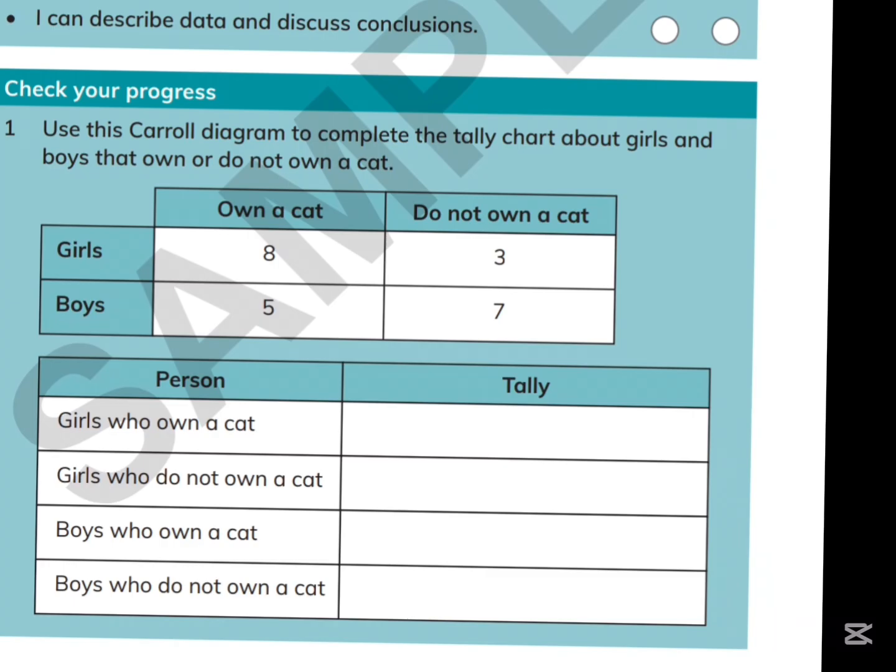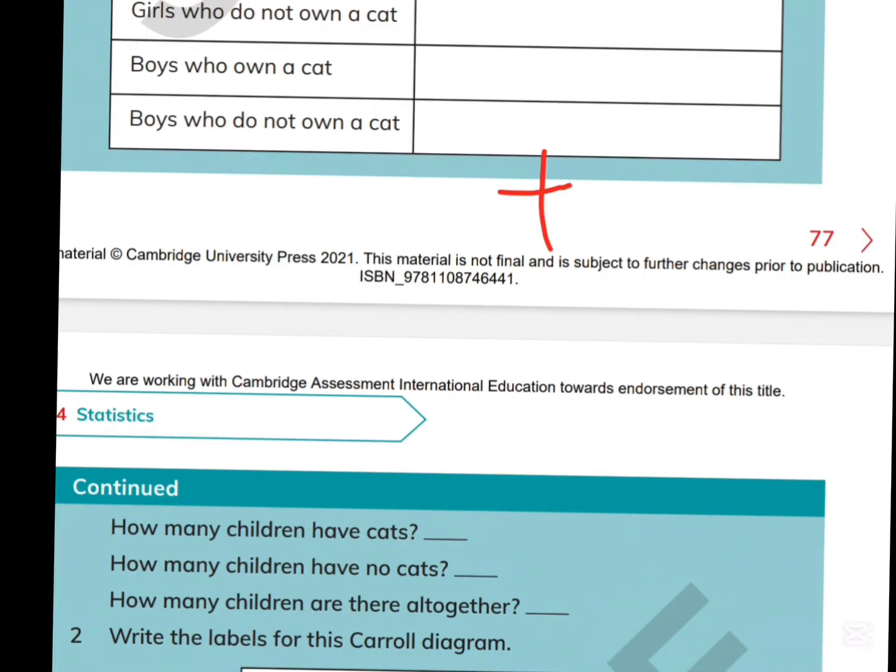Okay, how many children have cats? So how will we write the answer? 8 girls and 5 boys have their own cat. We will use the method of addition. 8 will be in your mind and 5 is in your hand or in your copy. After 8, what will come? 9, 10, 11, 12, 13. So how many children have cats? 13.